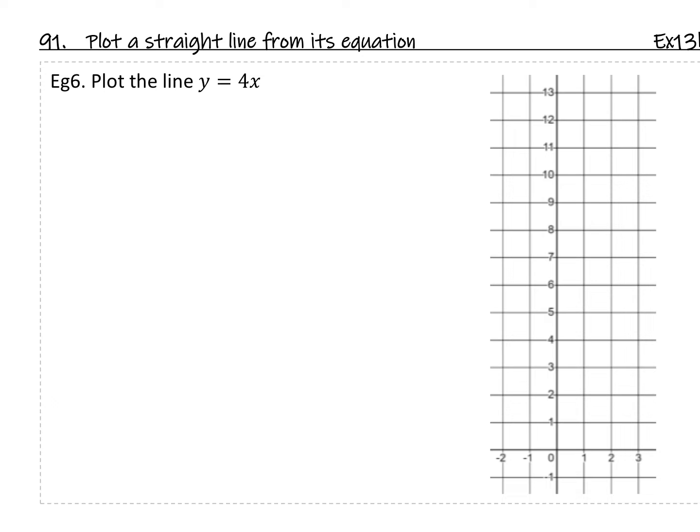In order to plot a line, we would need to have a set of points that we can join together with a straight line. To generate these points, we make a table of values. And we have x values and corresponding y values. We can choose any x value and from the equation work out what the y value would be. What x value should we choose?